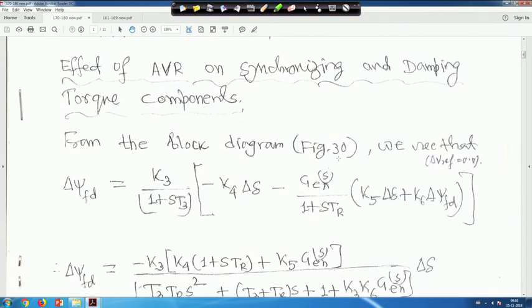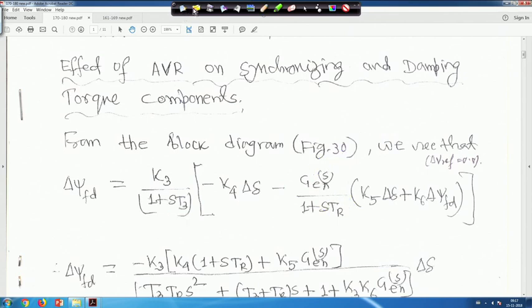From the block diagram, figure 30, we see that delta psi fd, whatever I wrote there, is K3 upon 1 plus sT3, in bracket minus K4 delta delta minus GXS, means this value is equal to K divided by 1 plus sTR, K5 delta delta plus K6 delta psi fd. But whenever I am writing this, I neglected TR. Later we will neglect TR, but here I have written it, because TR is very small compared to other time constants. Here I have written K upon 1 plus sTR, that is GXS.